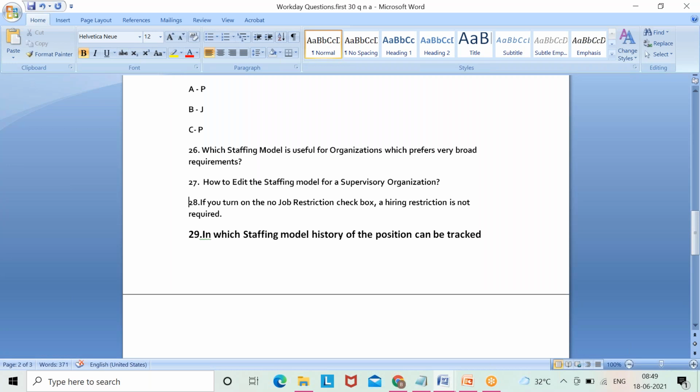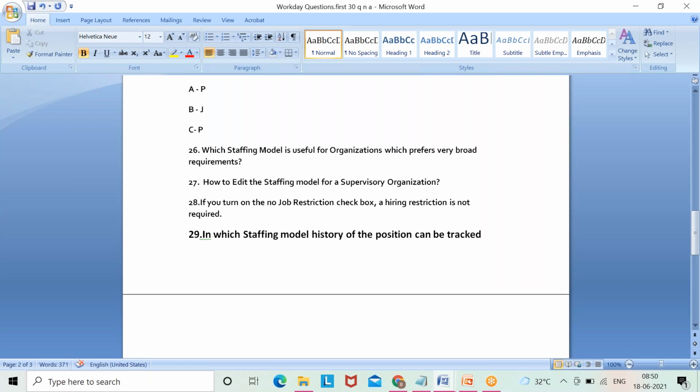In which staffing model can the history of the position be tracked? While freezing and unfreezing, I showed somewhere that we can track the history. Position management. Job management we cannot track, because there is no position. In position management, for each position you can track the history: when the position was created, edited, or frozen, and who was hired into this position and on what date. Everything can be tracked.